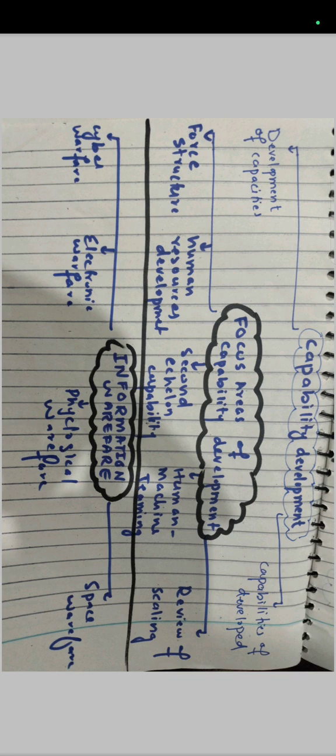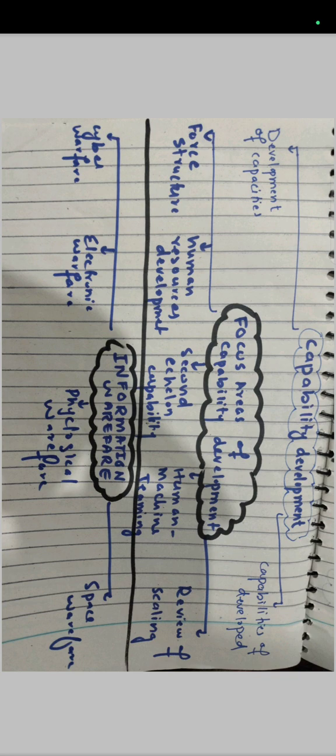And the fourth one is review of scaling. Review of scaling means that India will have a well established structure to review its military, having a well employed military, a well paid military, and a very professional military. And for this they are going to develop these.